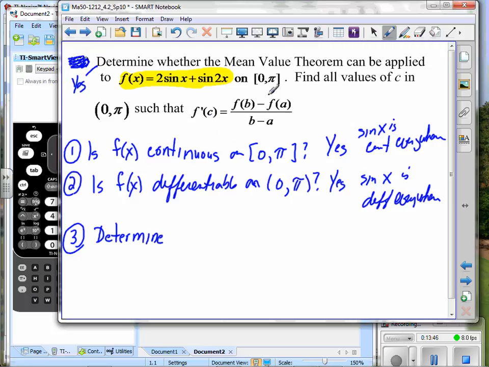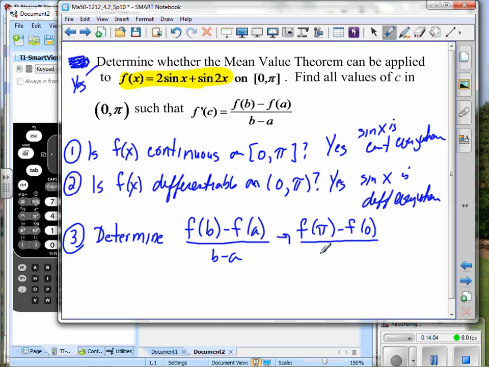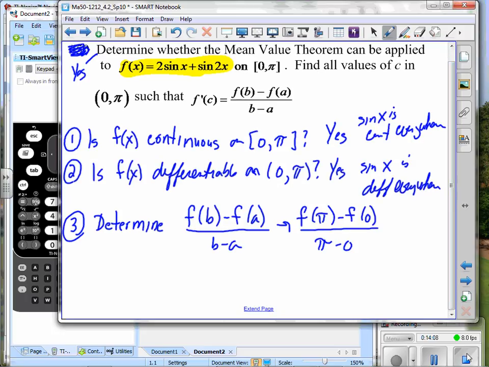Okay, so find the slope of the secant. Determine f of b minus f of a divided by b minus a. So that's going to be f of pi minus f of 0 divided by pi minus 0.